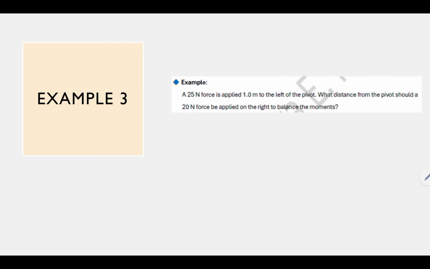There's a third example. Pause the video and unpause when you're done. A 25 Newton force is applied 1 meter to the left of the pivot. What distance from the pivot should a 20 Newtons force be applied on the right? I need to find the distance. Again, I'll do the moments on the left equal to the moment on the right. And of course, we know that the moment on the left should always be anti-clockwise, and the moment on the right should be clockwise.